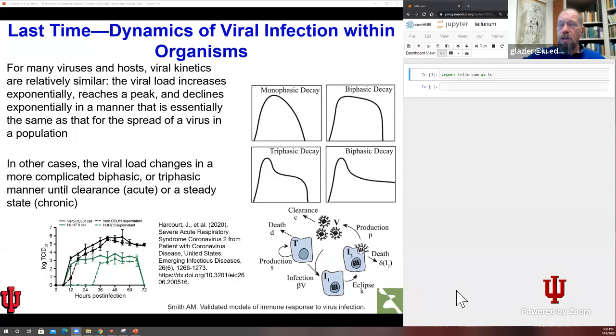And then she showed some different shapes of viral loads, what she called monophasic, biphasic, triphasic. I'm not exactly sure why these are both labeled biphasic. I think that's probably a mistake in the figure. But in any case, this last one is a persistent infection. This one is an infection that clears.